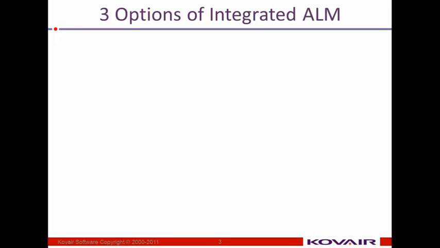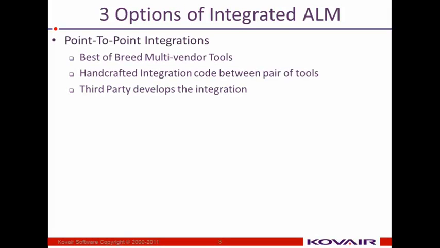Now let's say we accept that integration is a great thing, but how do we achieve it? The first option you have is by doing a point-to-point integration. Actually, most of the vendors allow or offer this point-to-point integration among their own tools or between their tools and other vendors' tools. Now, the good thing about point-to-point integration is it supports best-of-the-breed multi-vendor tools. But the biggest challenge is that you have to actually create this point-to-point integration between every pair of tools, which makes it very, very complex.